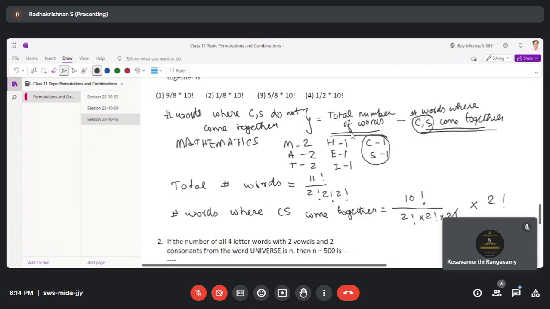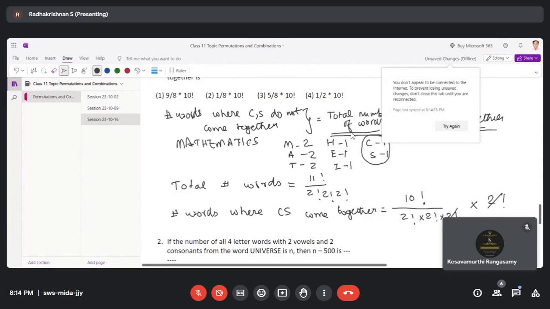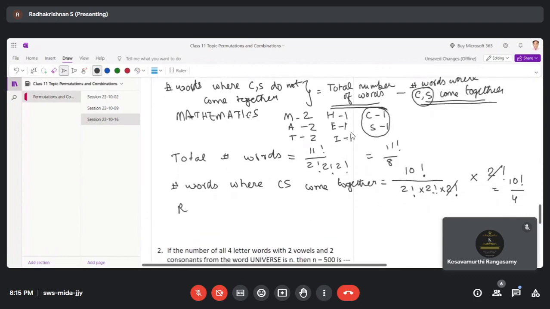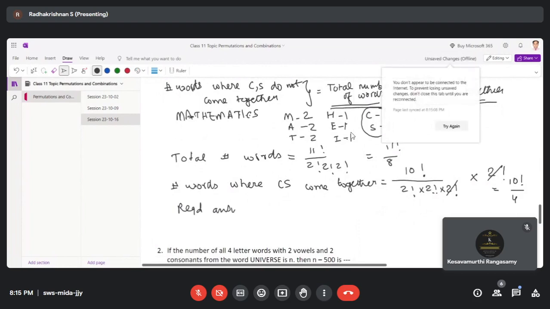So this is what is your total number of words in which C and S come together. Okay, so one of the 2 factorial gets cancelled out, and this is 10 factorial divided by 2 into 2, 4. And this is your 11 factorial divided by 2 into 2 into 2, 8. But now, therefore, your required answer is total minus this, right? 11 factorial by 8 minus 10 factorial by 4.